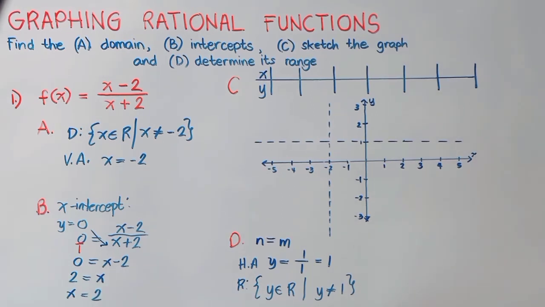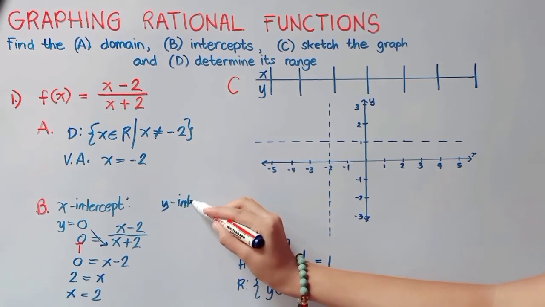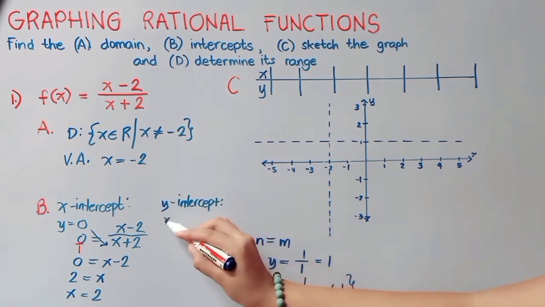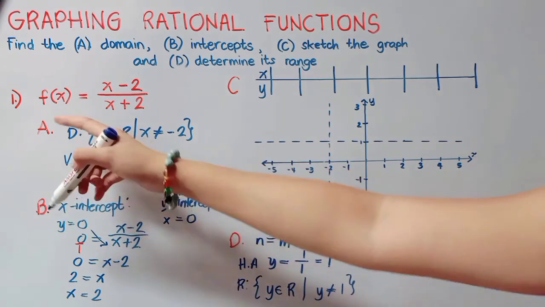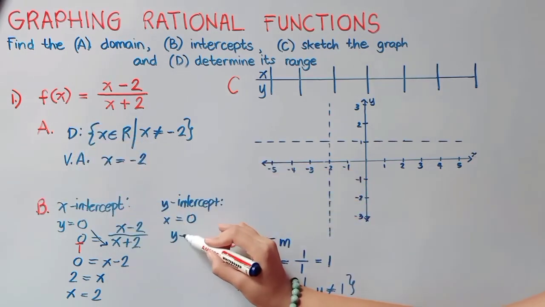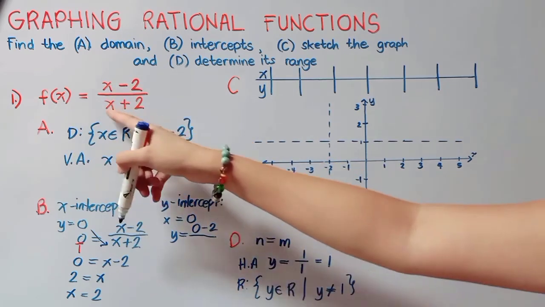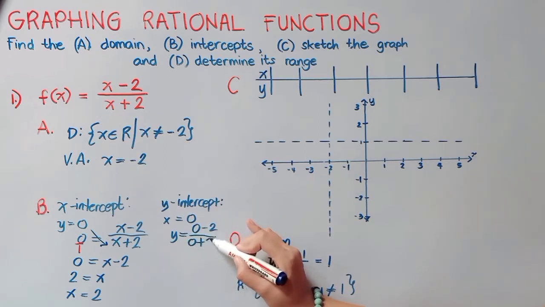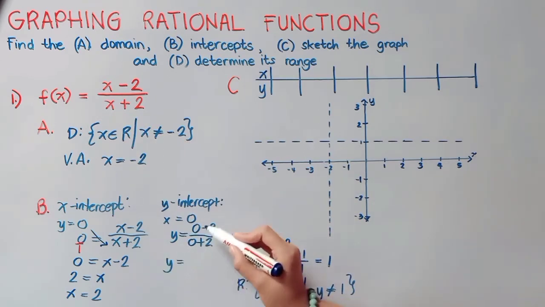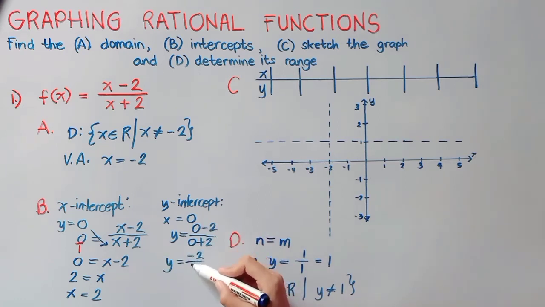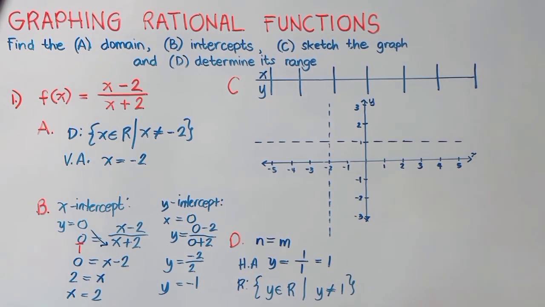Now let us proceed to getting our y-intercept. Our y-intercept can be taken if we let x be equal to 0. So we have here f of x, or simply y, is equal to 0 minus 2 all over 0 plus 2. So that will be y is equal to negative 2 all over 2. So negative 2 divided by 2 is negative 1. This is our y-intercept. Now we can plot our intercepts here as points.